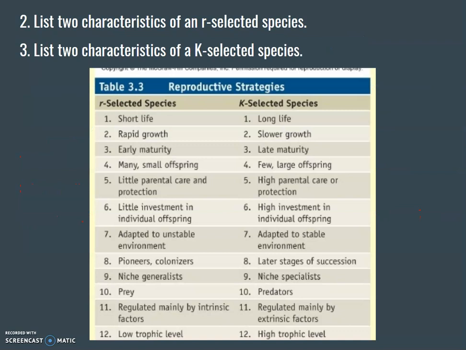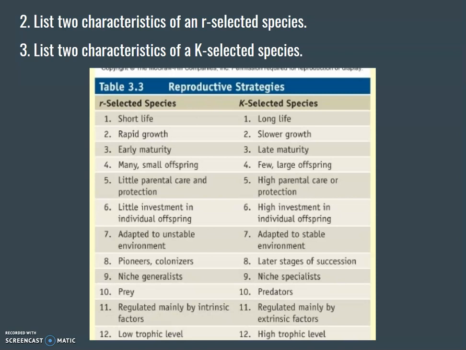Two characteristics of an r-selected species and 2 characteristics of K-selected species. This is a great list here. And then there is a bunch that you can add. The ones that I chose, so if you look at those r-selected species and you think of something that's like that, something like a mosquito or something like that.